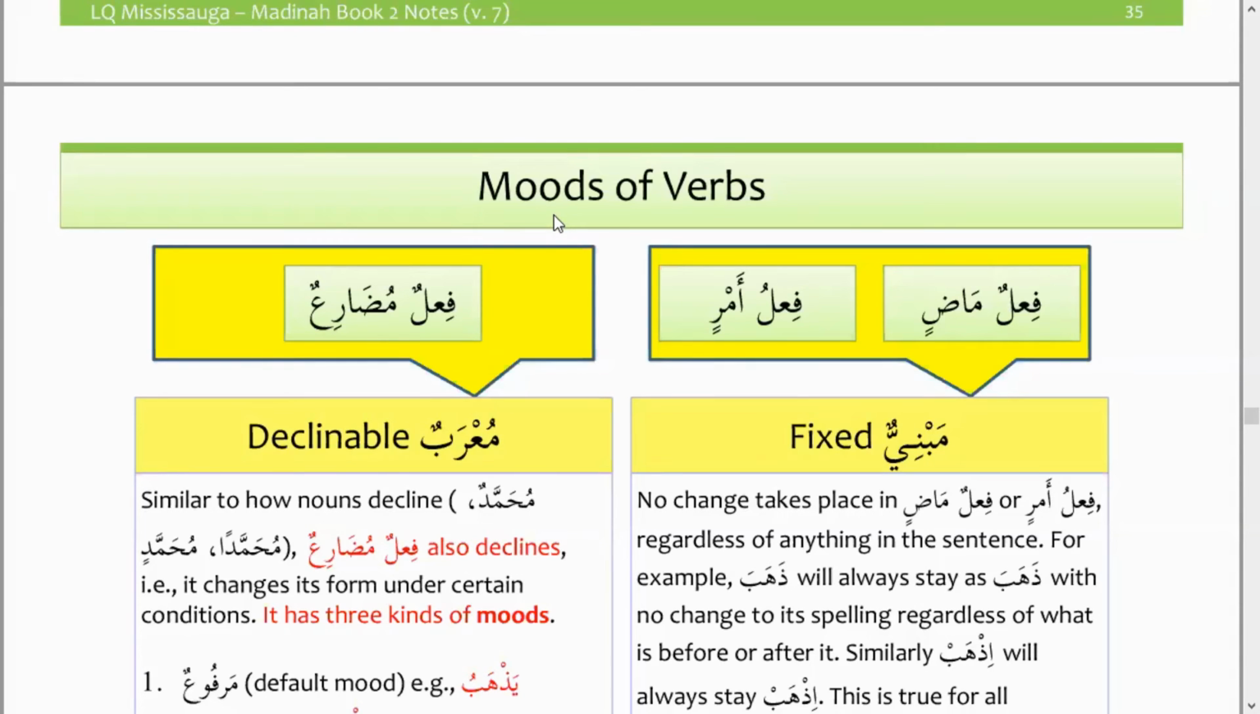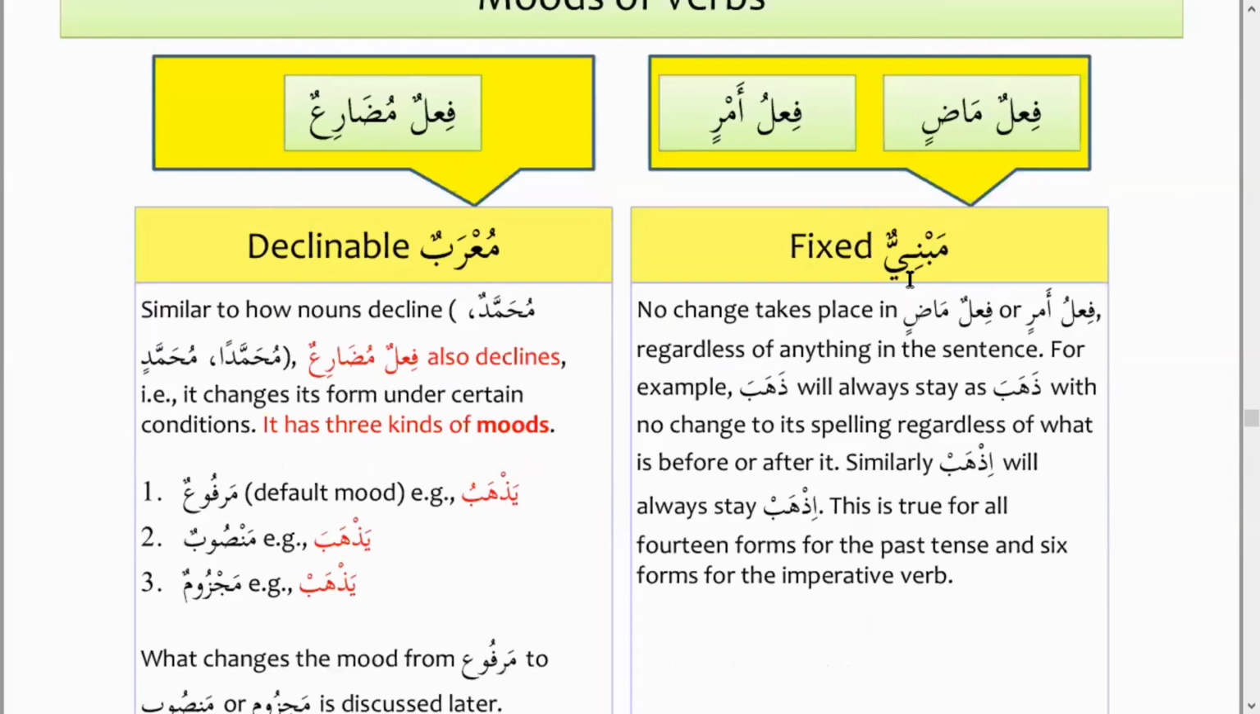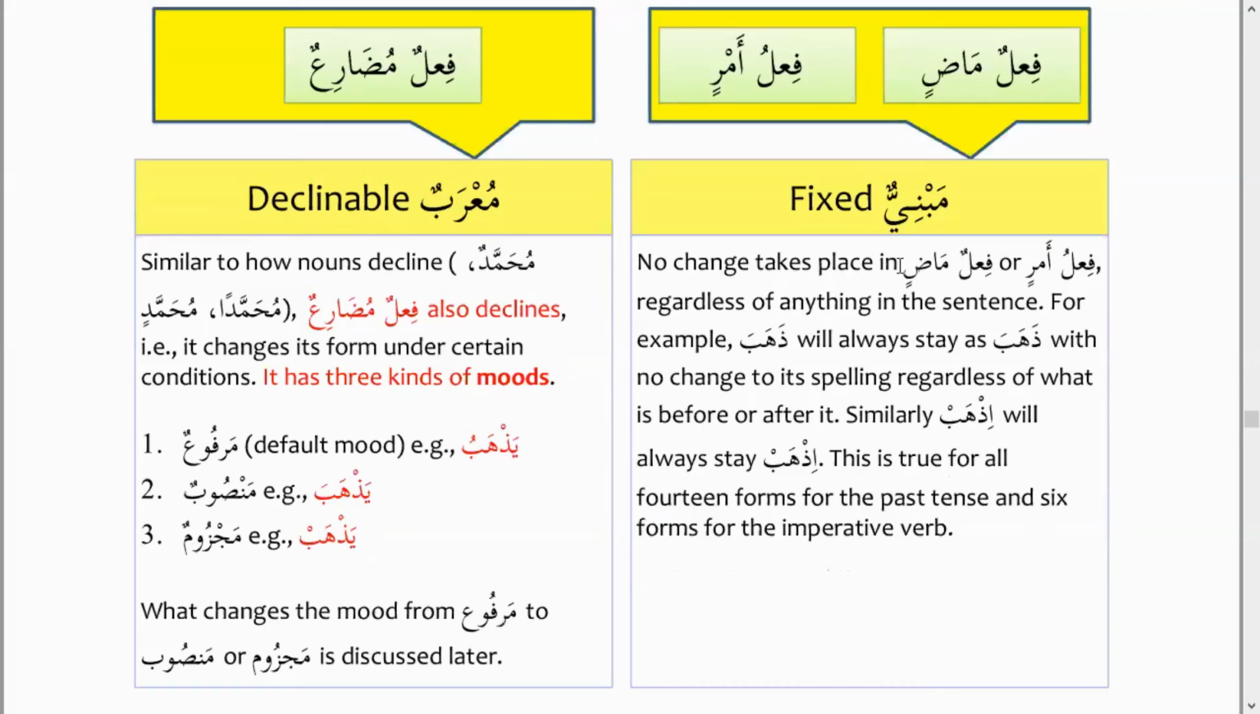But fail amr and fail madi are mabni all the time. Zahaba is always zahaba. Fa'ala is always fa'ala. No change takes place in fail madi and fail amr. Nothing happens in these two. Zahaba will always stay as zahaba. Similarly, izhab will always stay izhab. Mabni, mabni, mabni. Fixed. This is true for all 14 forms of the past tense and 6 forms of the imperative verbs.